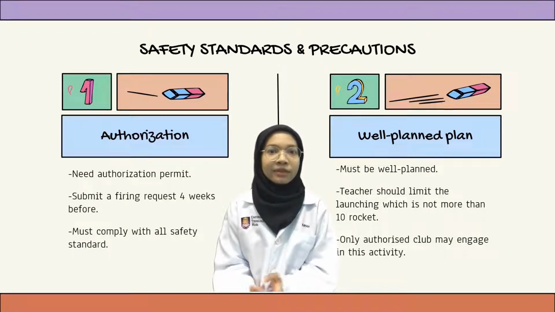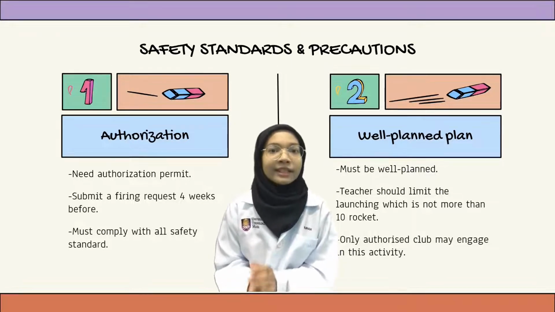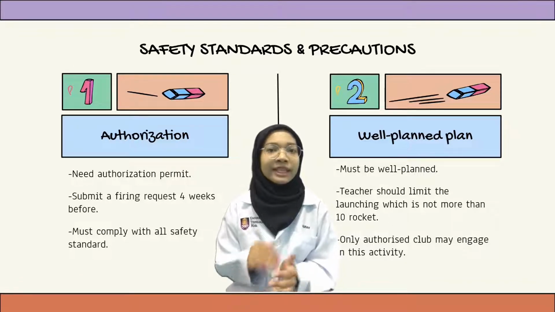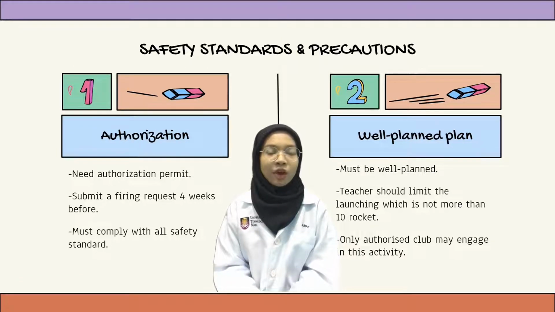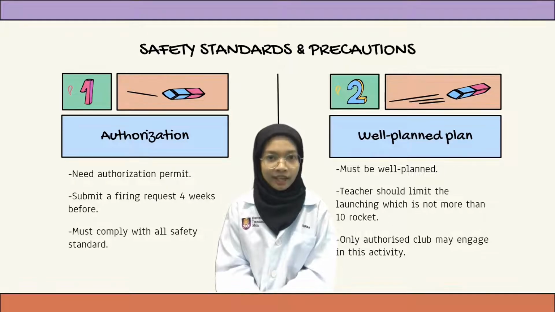Next, the activities involving the firing must be well planned. The teacher should use prudent judgment and limit the number of launches to not more than 10 rockets if the students are present in the audience. And only authorized classes and clubs may engage in this kind of activity.